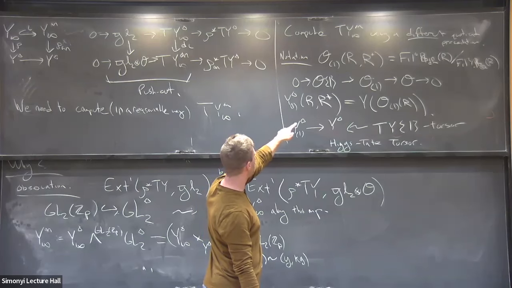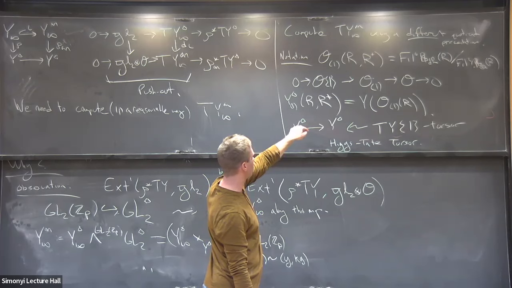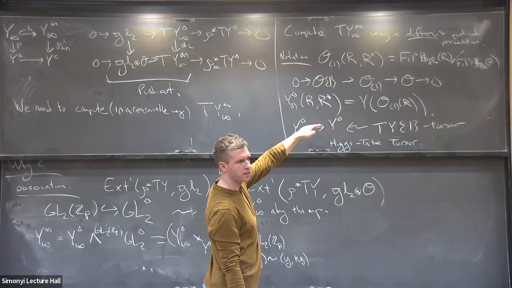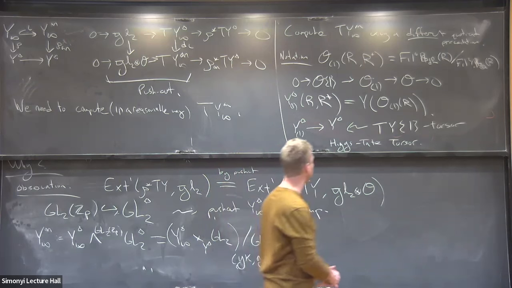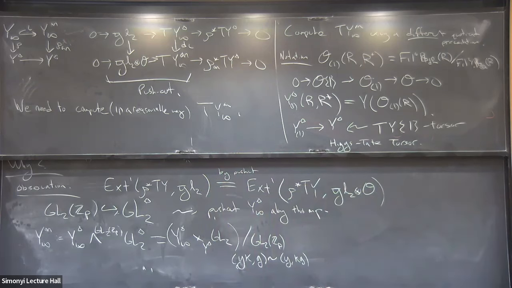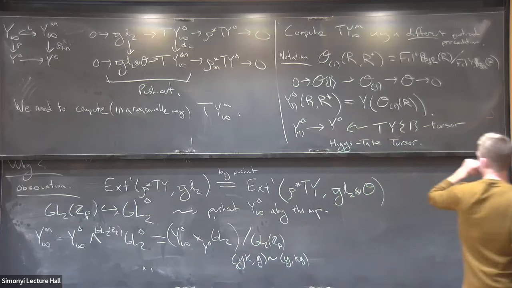So I have an inclusion of the closed point, Spec R into Spec of B plus dR mod T squared. I just compose with that. And it's a little bit funny because it goes the opposite way, and you would expect a deformation to have the map going the other direction, but somehow this definition turns the arrow around. So this is the Higgs-Tate torsor.